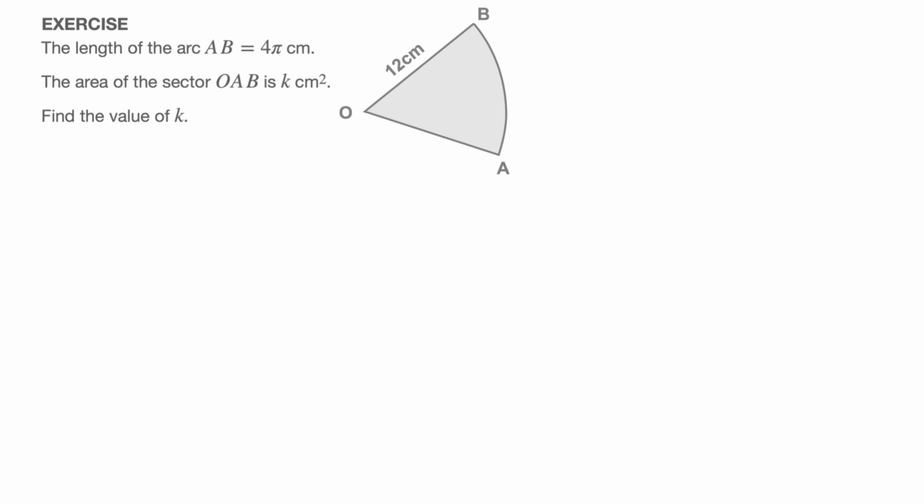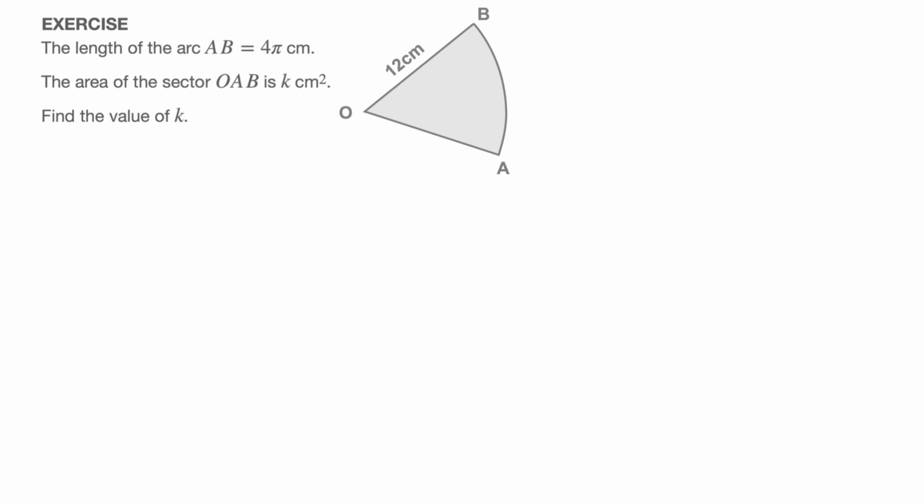Let's work through a typical exam-style question on arcs and sectors. And that's the question we see here, for which we're told the length of the arc AB is equal to 4 pi centimeters, so that's this arc length here, and we're also told that the area of the sector OAB is k square centimeters. So that's the shaded area we have here. Finally, we're told find the value of k.